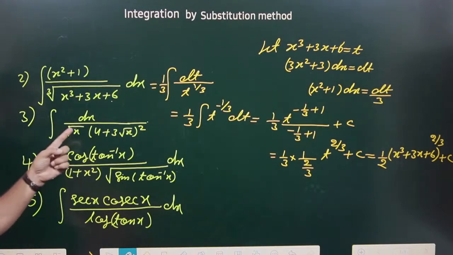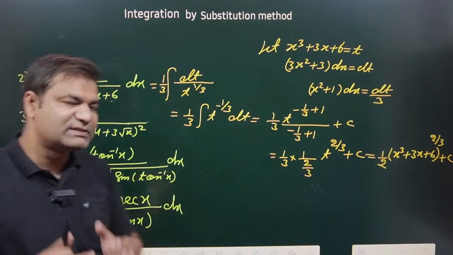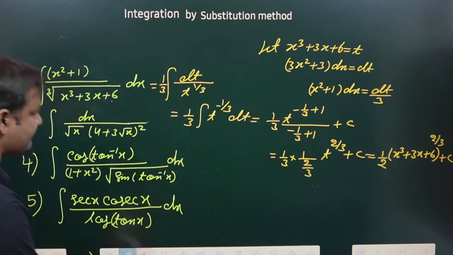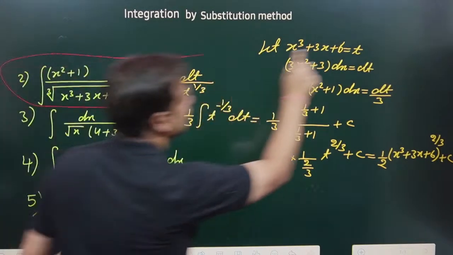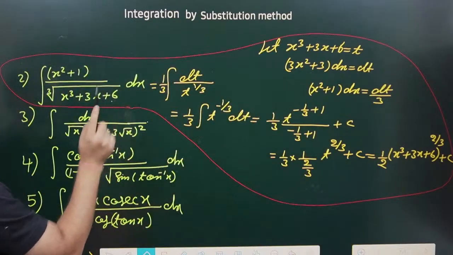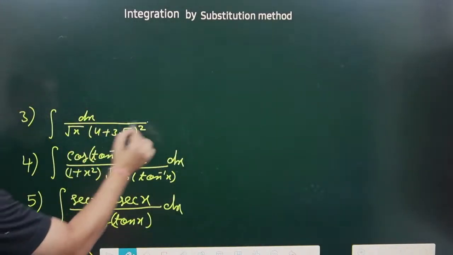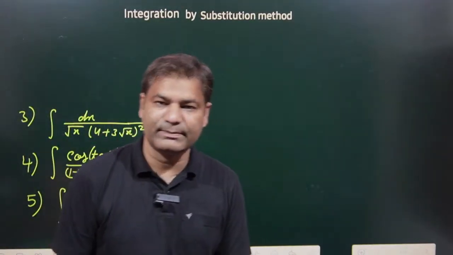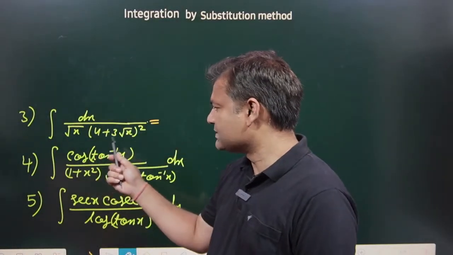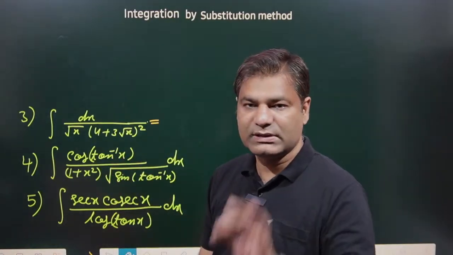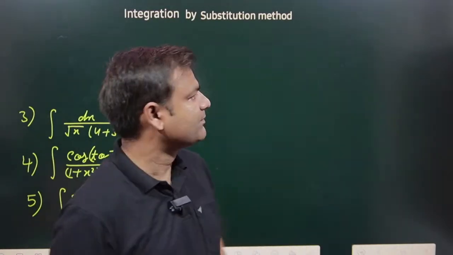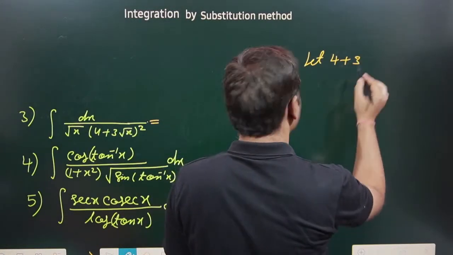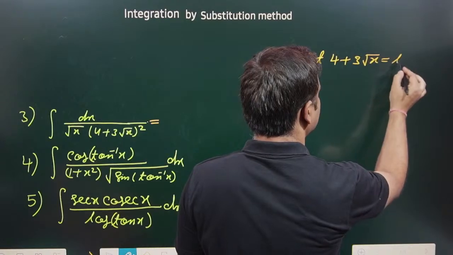Question number 3 is integration of dx upon root x into 4 plus 3 root x to whole square. How can we solve? Which part is taken as t? Which one is very complicated? 4 plus 3 root x is taken as t. Let 4 plus 3 root x be equal to t.